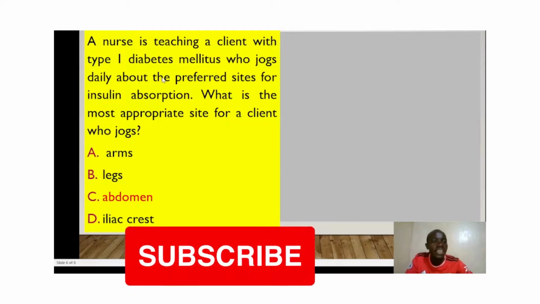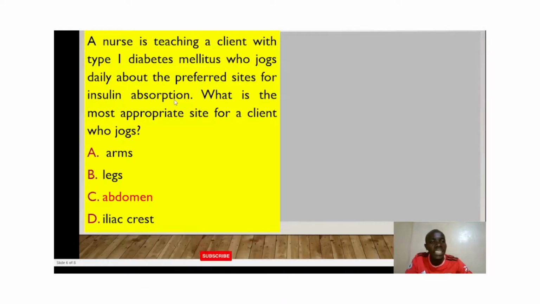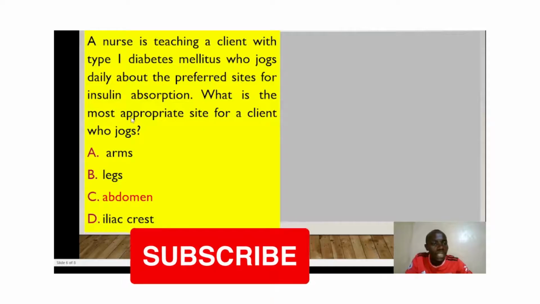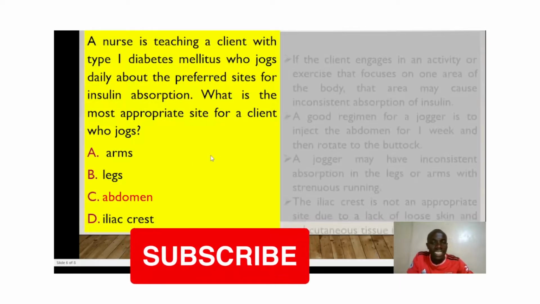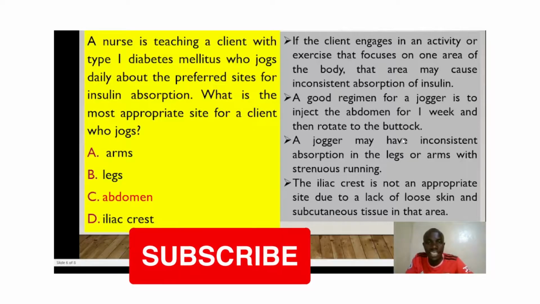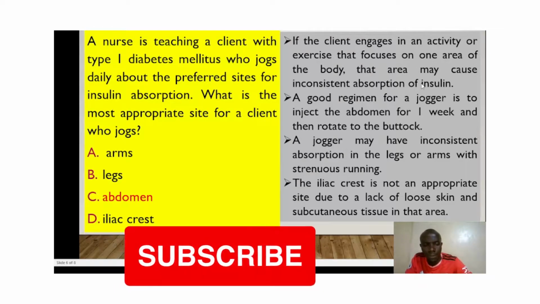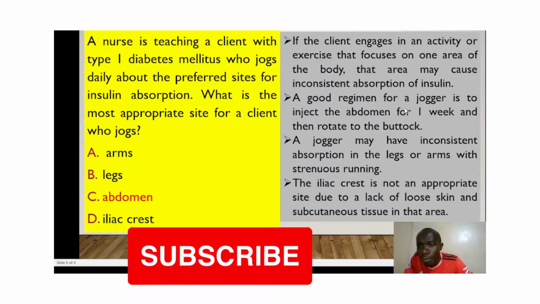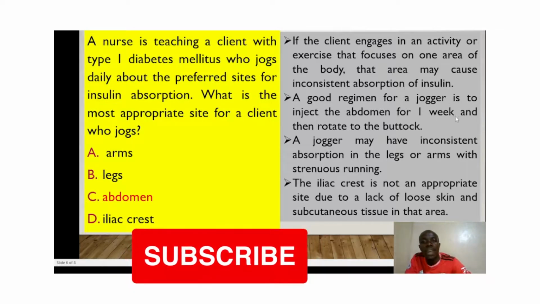A nurse is teaching a client with type 1 diabetes who jogs daily about the preferred site of insulin absorption. What is the most appropriate site for a client who jogs? Guys, we have said that the abdomen is the most preferred injection site for insulin. So if the client engages in activity or exercise that focuses on an area of the body, that area may cause inconsistent absorption of insulin. So a good regimen for a jogger is to inject the abdomen for 1 week, then rotate to the buttock.